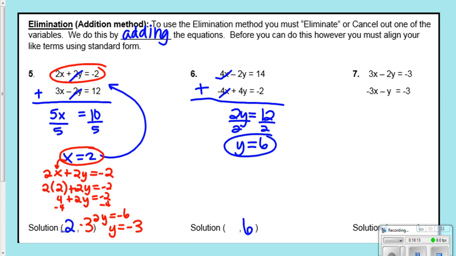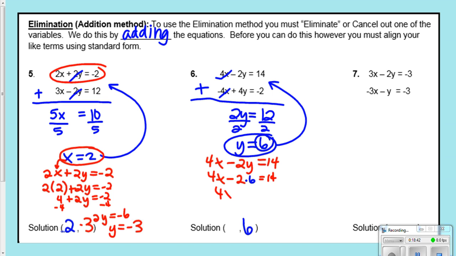Y equals 6. But again, in order to get x, I don't have quite the easier time that I had with substitution. So I need to go back up to these equations and use that y that I found to answer the rest of this problem. So let's take the top equation again. You don't have to use the top one, I just keep doing that. So there's my top equation. When I rewrite this, instead of y, I now know that y is 6. Now I can just work it out.